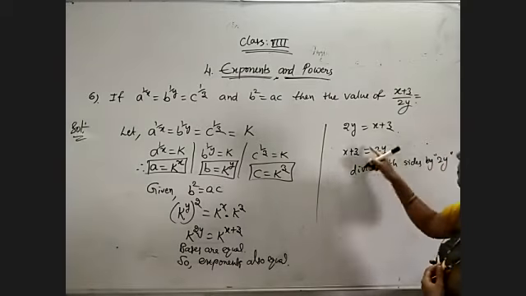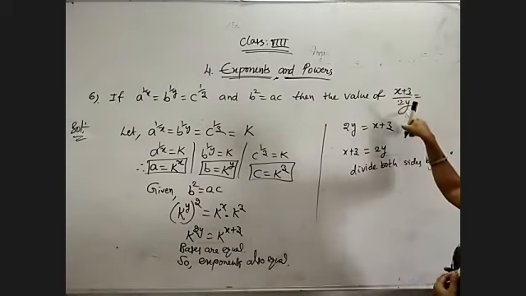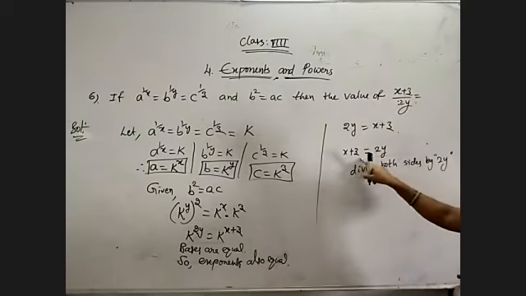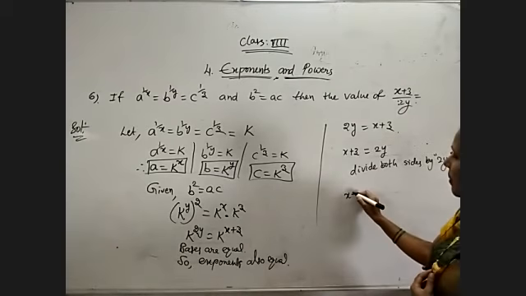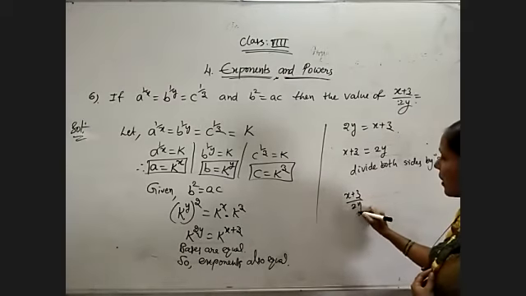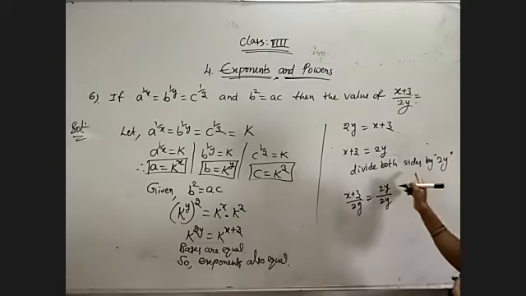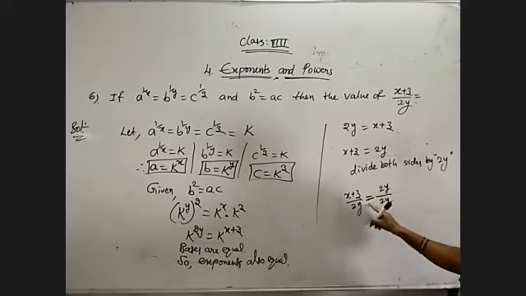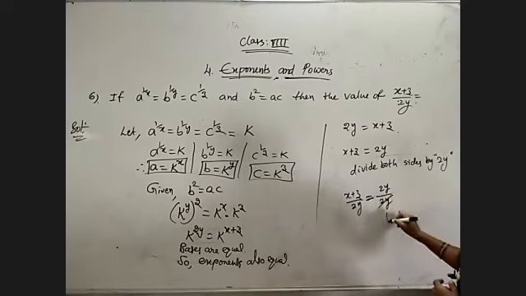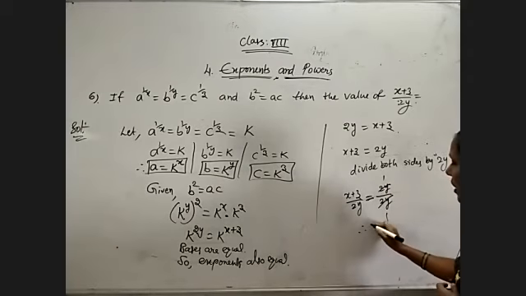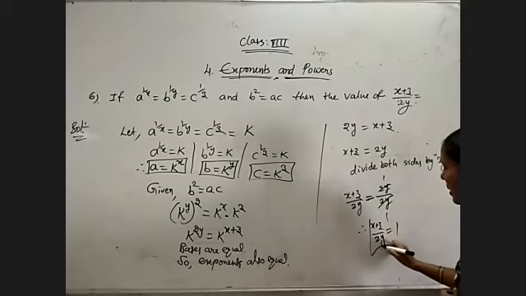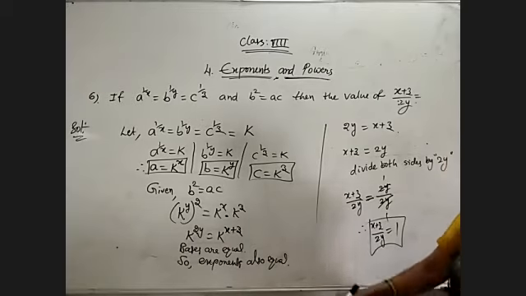Then what will I get? x plus z we have, by 2y we need. That's why I am doing the division. (x plus z) by 2y is equal to 2y by 2y. If we make the same change on both sides, there is no difference in the equation. 2y will get cancelled. Therefore, (x plus z) by 2y is equal to 1. Such types of questions are important.